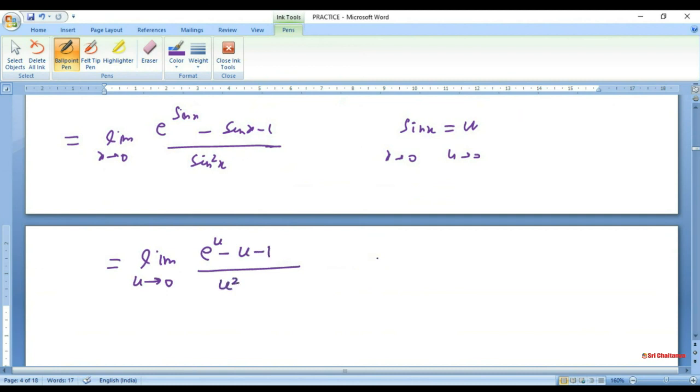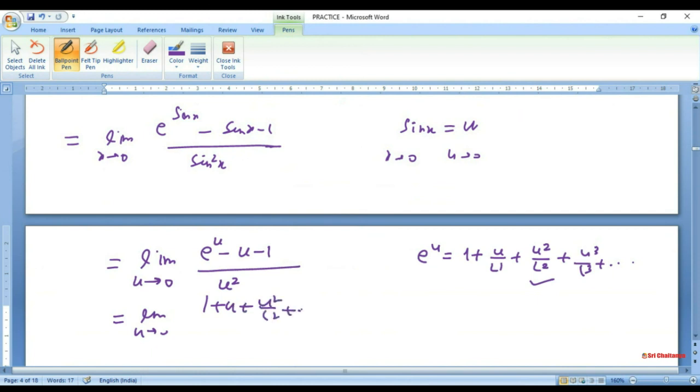And the next step is just expansion, the last thing. We know e to the power u is 1 plus u over factorial 1, u square over factorial 2, and then u cube over factorial 3, and all those terms we don't need. We need just till u square. So when you put that, limit u tends to 0, 1 plus u, u square over factorial 2, and all those terms, just write one more, u cube over factorial 3, minus u minus 1 upon u square.